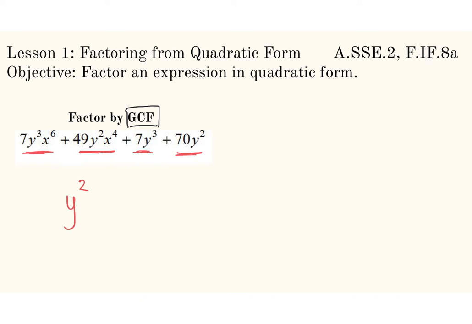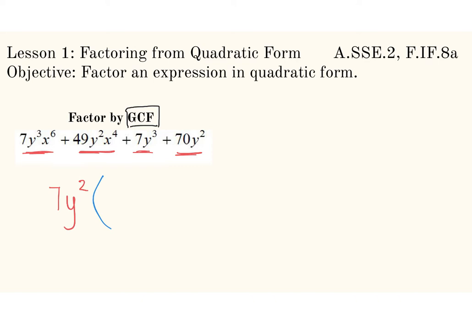Then I want to look at the constants, or the greatest common factors. Well, 7, 49, 7, and 70. 7 is the greatest common factor because it is the highest number that can go evenly into each of those numbers. So now in my parentheses, I'm going to write whatever is left over when I take out the greatest common factor, or basically divide by 7y squared.